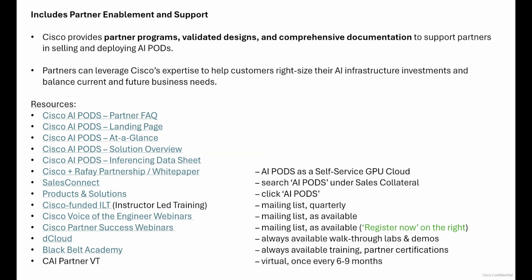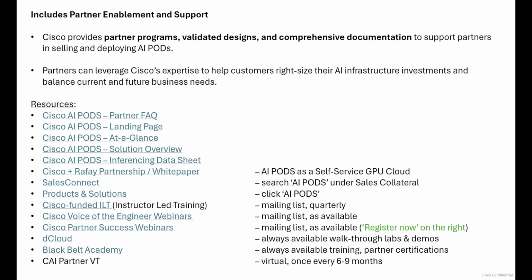Okay. And finally, we said on the summary slide that AI Pods includes partner enablement and support. And so, similar to the last slide, I don't have a visual slide to talk to these points. So, I've just included the key points themselves. Up at the top, Cisco provides partner programs, validated designs, and comprehensive documentation to support partners in selling and deploying AI pods. Partners can leverage Cisco's expertise to help customers right-size their AI infrastructure investments and balance current and future business needs. Okay, so that's kind of what we were talking about with our scale units.